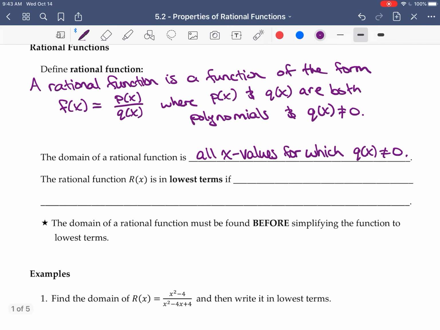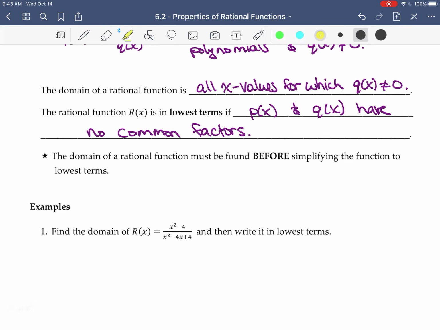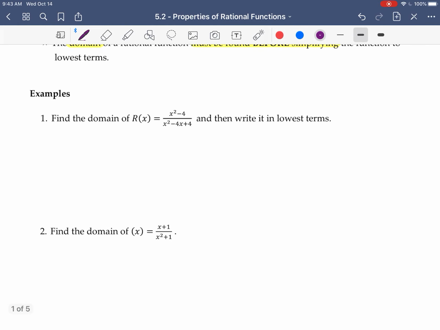Now the rational function r of x is in lowest terms if p of x, the top, and q of x, the bottom, have no common factors. One important thing to remember is the domain must be found before simplifying. So you want to take away all the things that make the bottom 0 immediately, before you put the rational function in lowest terms.